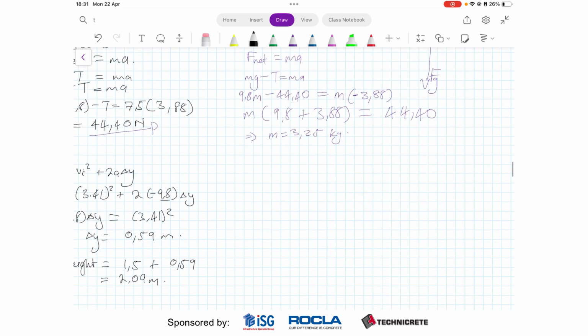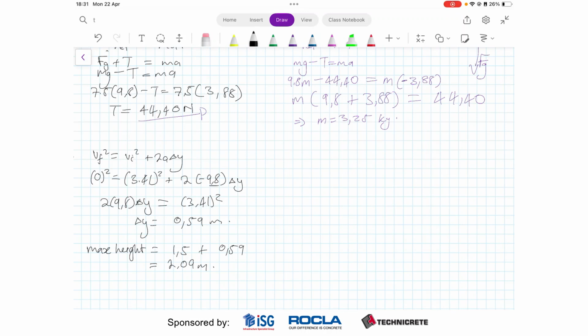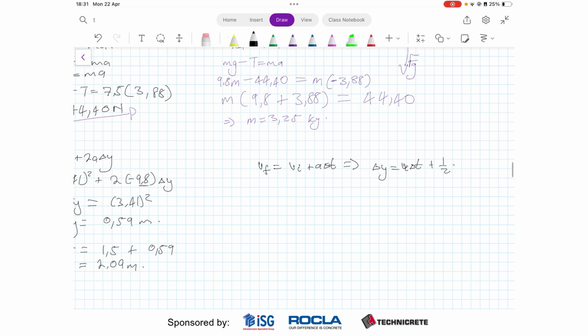2.5, for 2.5, you could have started off with Vf equals Vi plus a delta t, which would have taken you to delta y equals Vi delta t plus 1 over 2a delta t squared, where you have taken upwards as positive or negative.